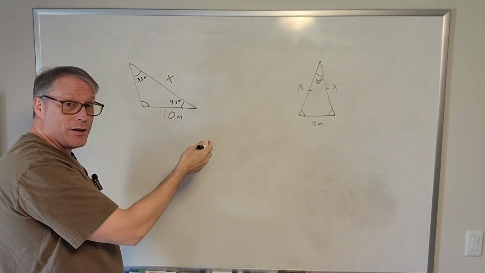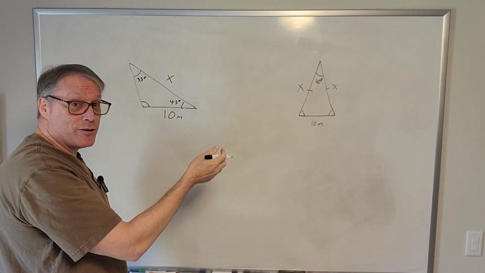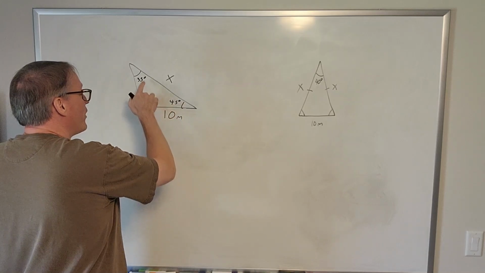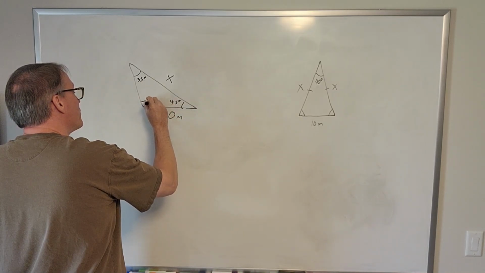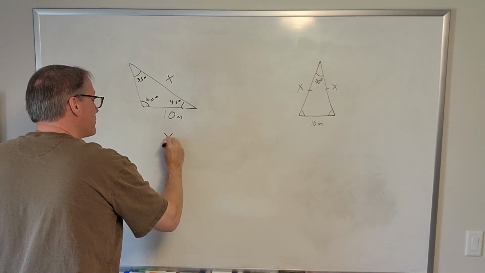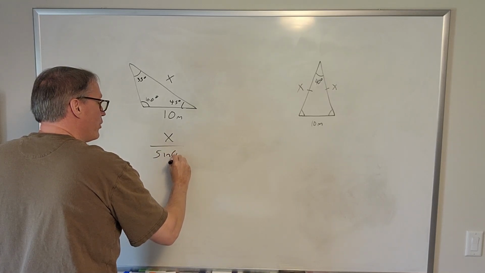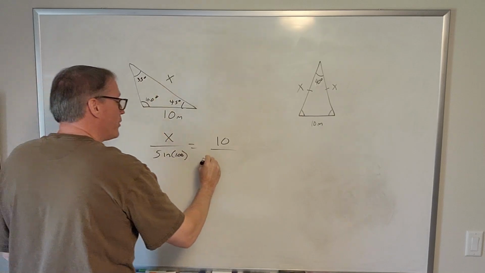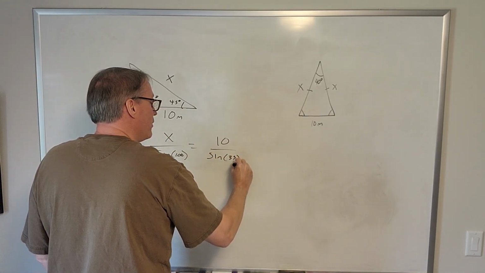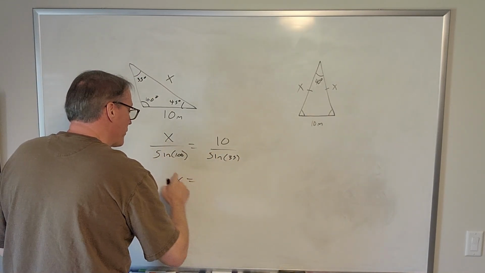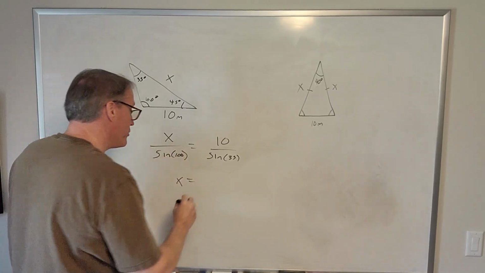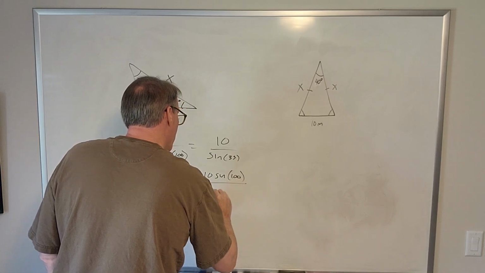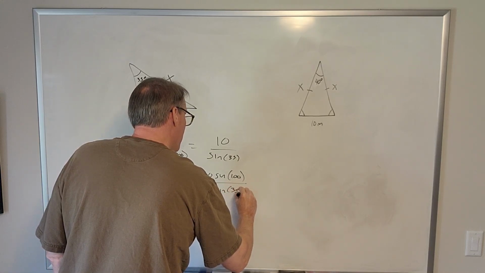Because the angles inside a triangle sum to 180 degrees, no matter what the triangle is. It doesn't have to be a right triangle. Any triangle works that way. So 45 plus 35 is 80, so this is going to be 100 degrees right here. So we have x over sine of 100 equals 10 over the opposite one over here, sine of 35, which means x equals, multiplying both sides by sine of 100, 10 sine of 100 over sine of 35.